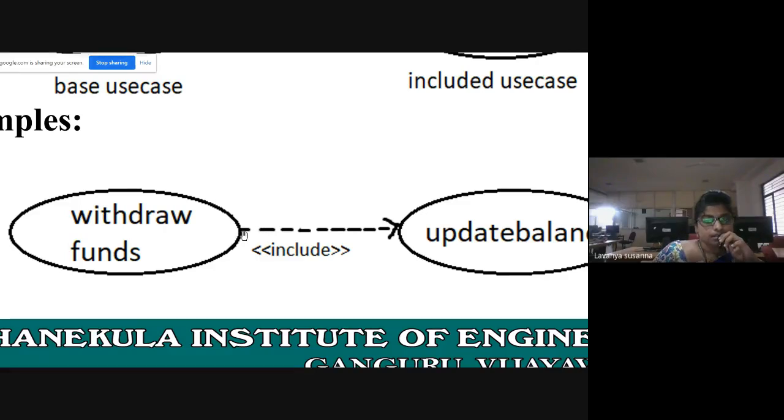See, include. What is including? Withdraw funds is including update balance, right? See, outgoing arrow mark, dashed lines, and arrowhead. What is the base use case here? Withdraw funds is the base use case, and update balance is the included use case. Compulsorily withdraw funds will call update balance. Without update balance, the base use case is incomplete. Without this update balance, it is incomplete.